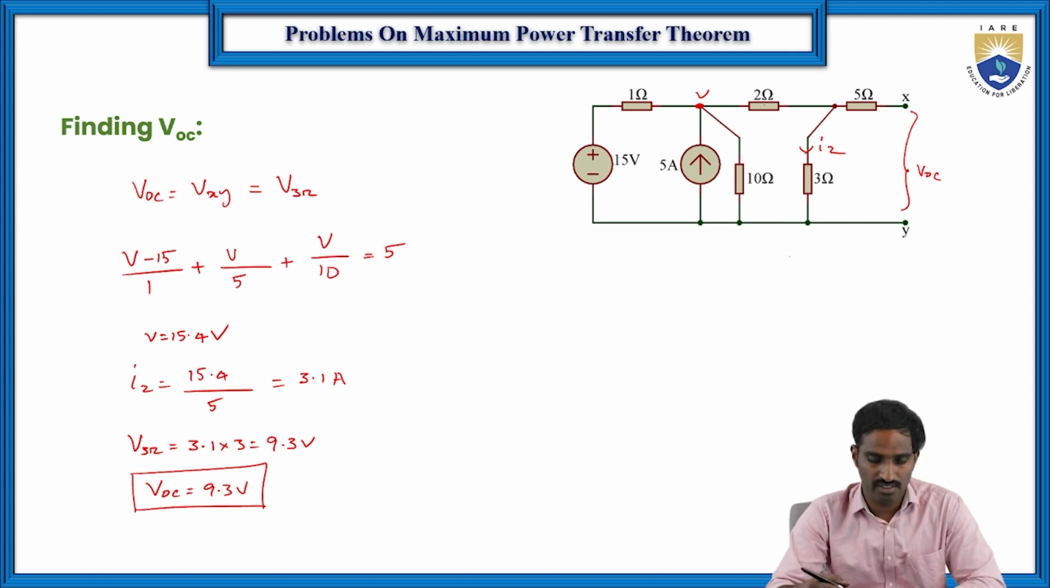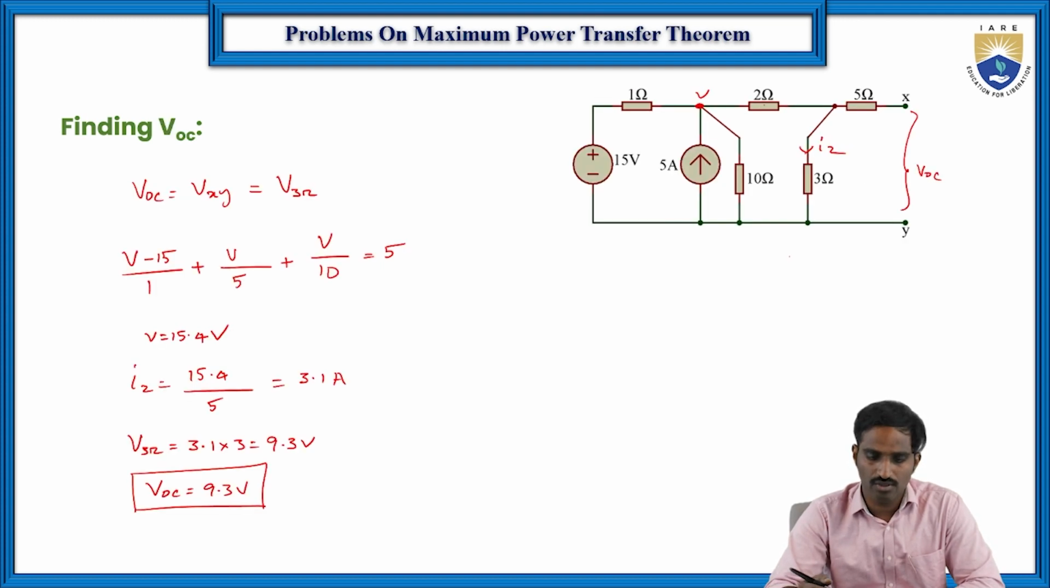So that's what I told you: there is no criterion to follow only this particular basic network reduction technique. We can follow any one of the basic reduction techniques according to our convenience. Then we can find the voltage across these two terminals, right?